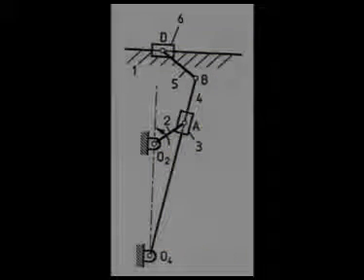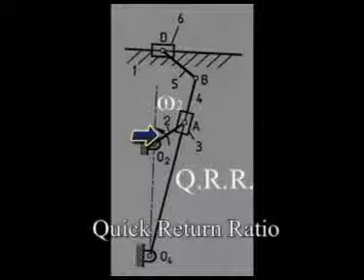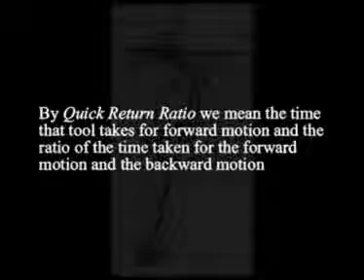The problem is, if link 2 rotates at a constant speed, say omega 2, then we have to find what we call QRR, quick return ratio. By quick return ratio, we mean the ratio of the time that the tool takes for the forward motion and the time taken for the backward motion.